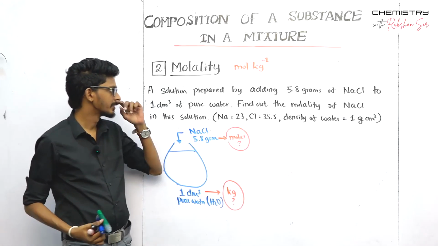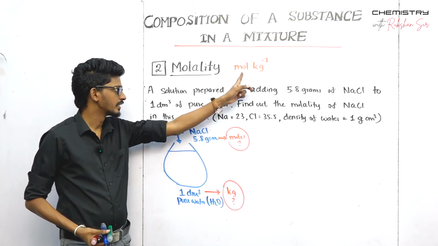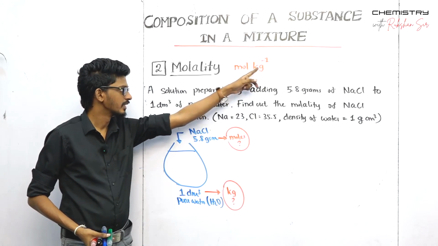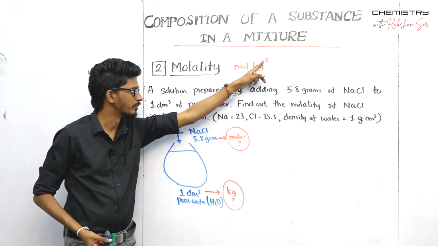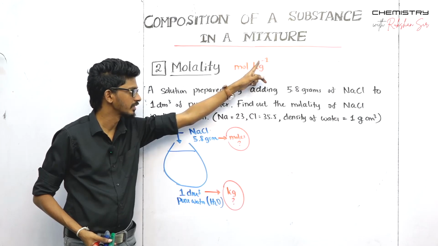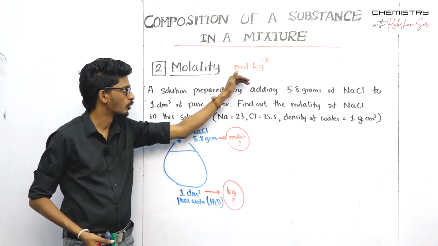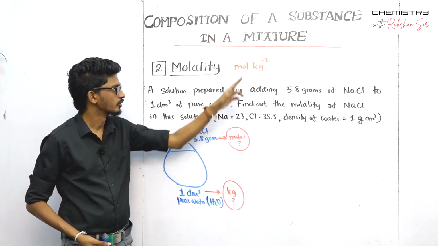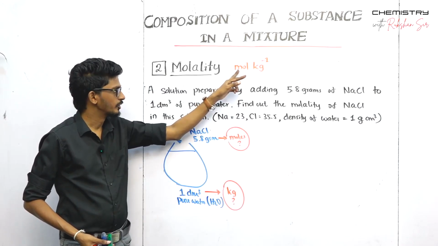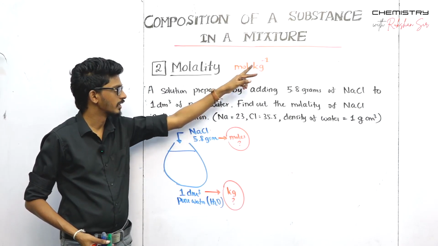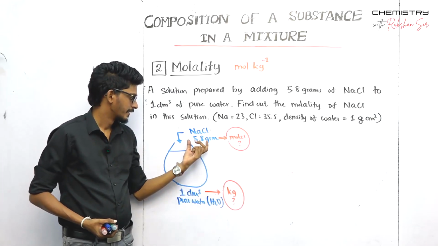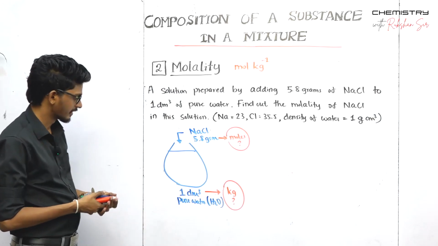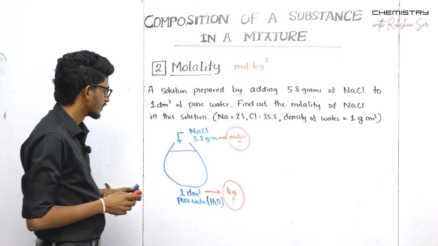So molality is moles of the solute divided by kilograms of the solvent, and the unit is mol kg minus 1. This is minus 1, not just the one, right? Minus 1 means mole over kg. So moles of solute should be divided by kilograms of the solvent. So first identify the goal like this.